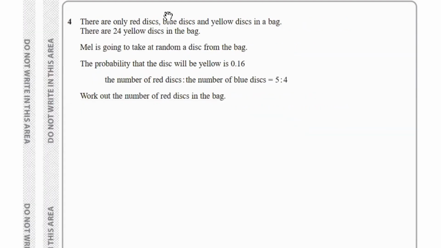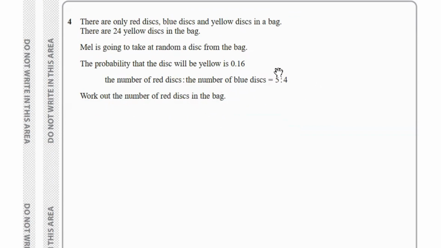Question 4 says there are only red discs, blue discs, and yellow discs in a bag. There are 24 yellow discs in a bag. Mel is going to take at random a disc from the bag. The probability that the disc will be yellow is 0.16. The number of red discs to blue is 5:4. Work out the number of red discs in the bag.